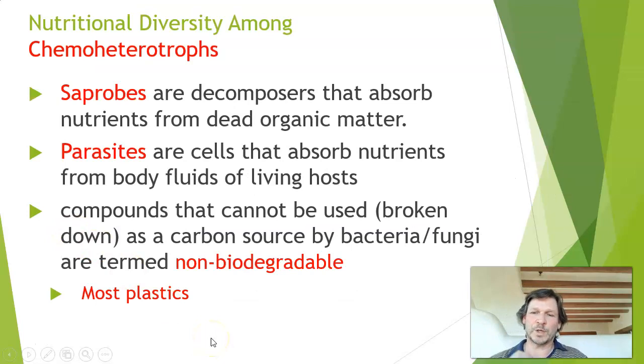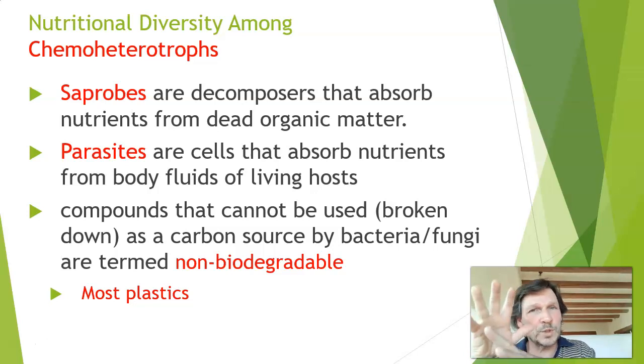Very, very general terms, looking at food and carbon. We have saprobes, and those are bacteria or fungi. You use these terms also for eukaryotes. Saprobes are breaking down, decomposing dead material. Parasites live on living hosts, sometimes internally, sometimes on the surface. And anything that can't be broken down, right, by these chemoheterotrophs, we refer to as non-biodegradable. The most common ones are bacteria and fungi. And an example of something that's non-biodegradable would be plastic. Many plastics can't be broken down, and so they persist in the environment.